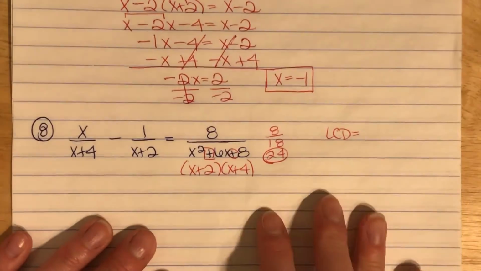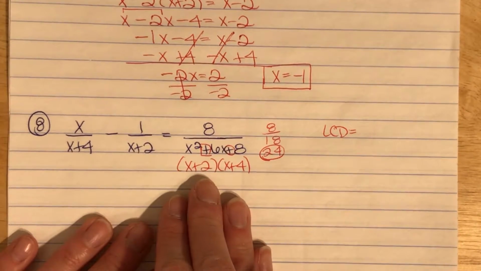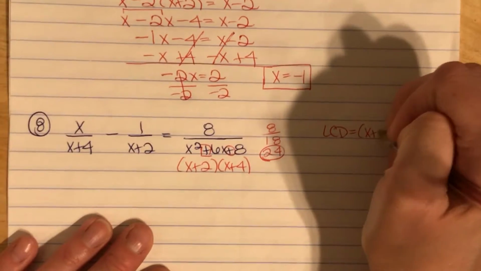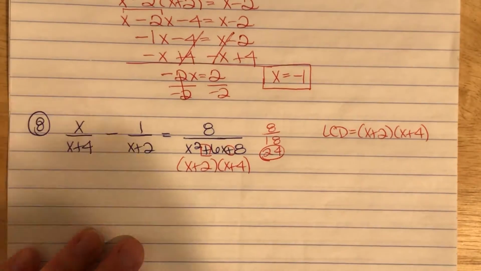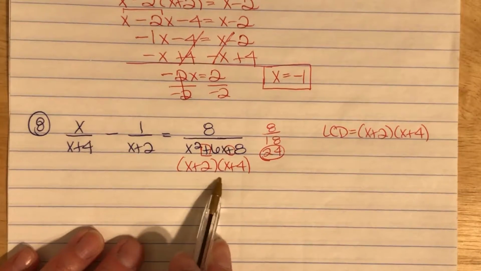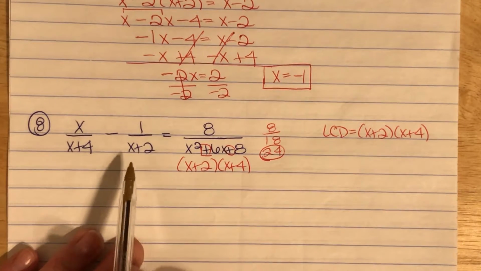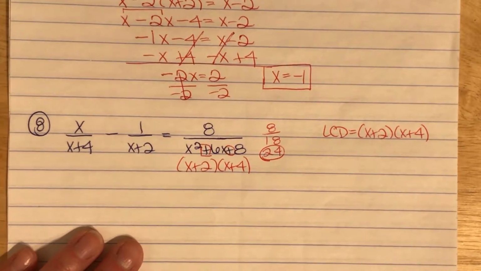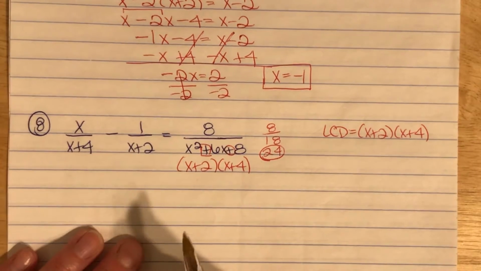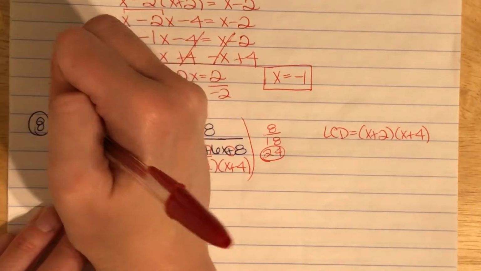So just like with example number 7, my LCD ends up being all of the common pieces. So I have x plus 4, x plus 2, x plus 2 times x plus 4. So we'll say the LCD is x plus 2 times x plus 4. It's possible to have gotten 3 different denominators. If, say, it was x plus 2 and x plus 6, I would say my common denominator is x plus 2, since it shares the x plus 4 and the x plus 6. So keep in mind that you can have 3 binomial factors multiplied together be the common denominator. It's not that common, but it could happen.